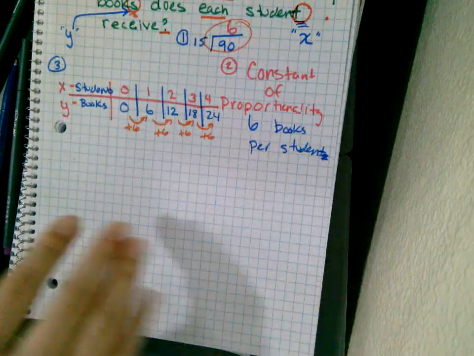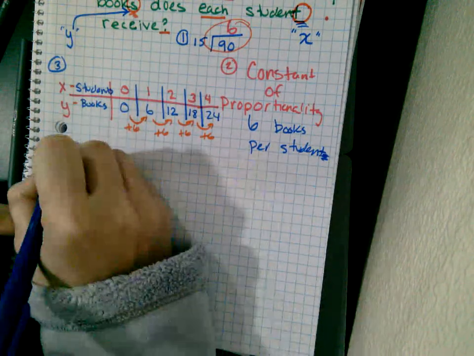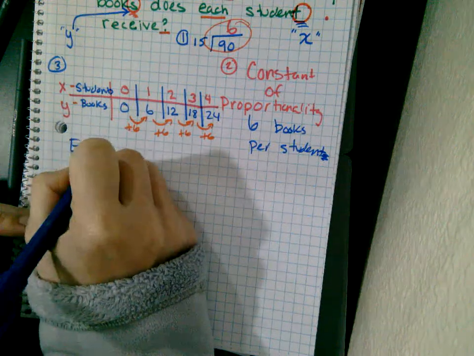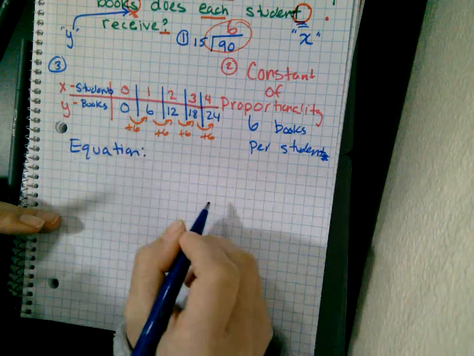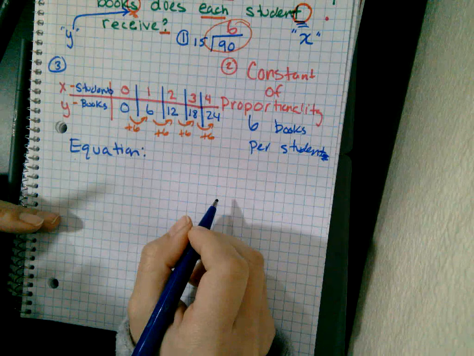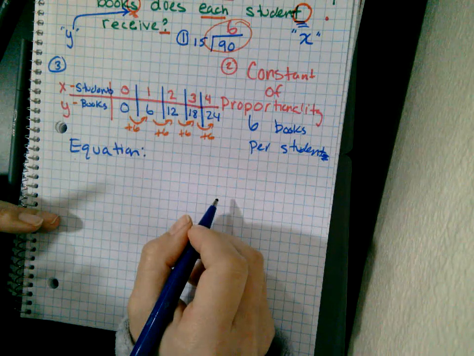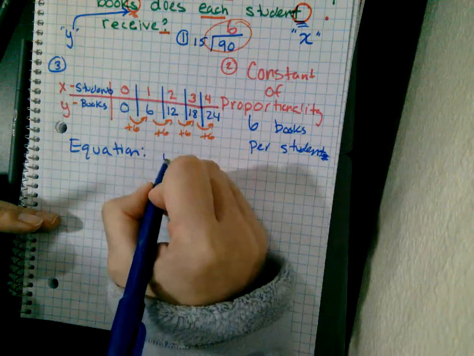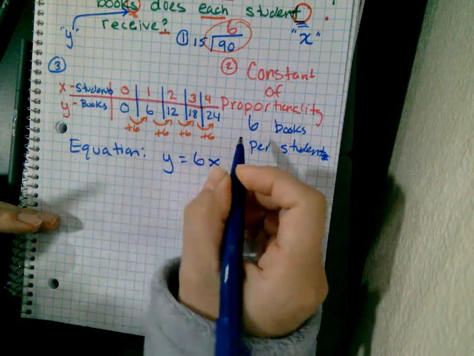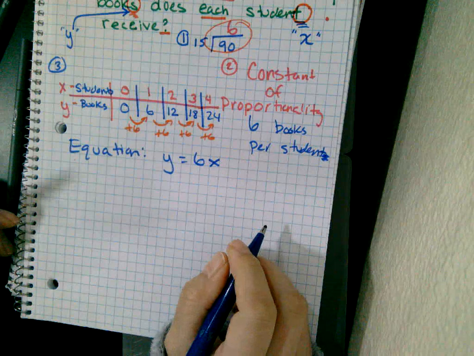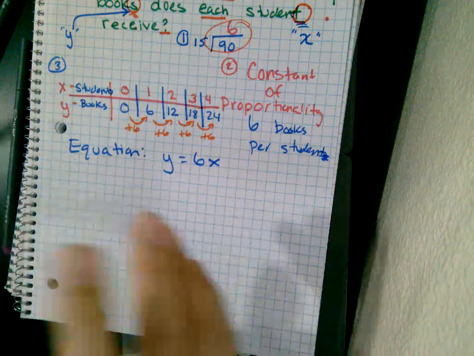All right. What did I show you yesterday? Yesterday, I taught you equation. So what's the equation for this problem? Y equals 6x. Brilliant. Some of you are like, what? Wow. Dude, it's super easy.